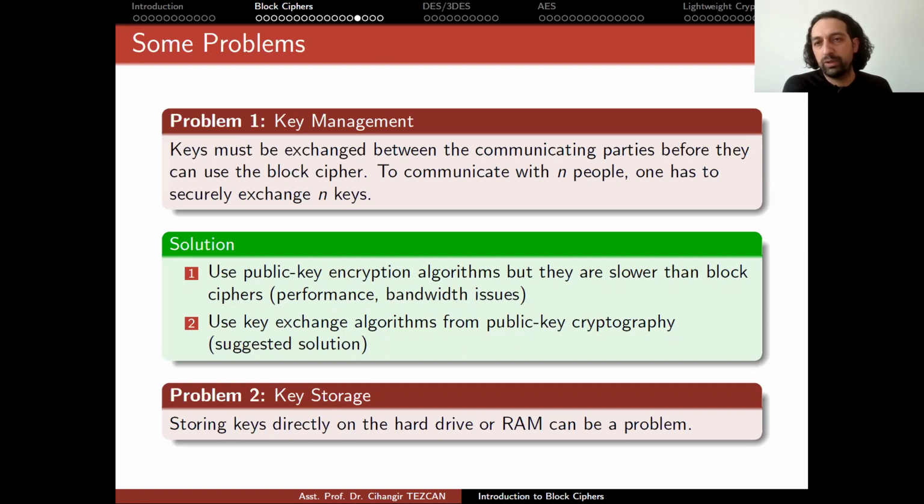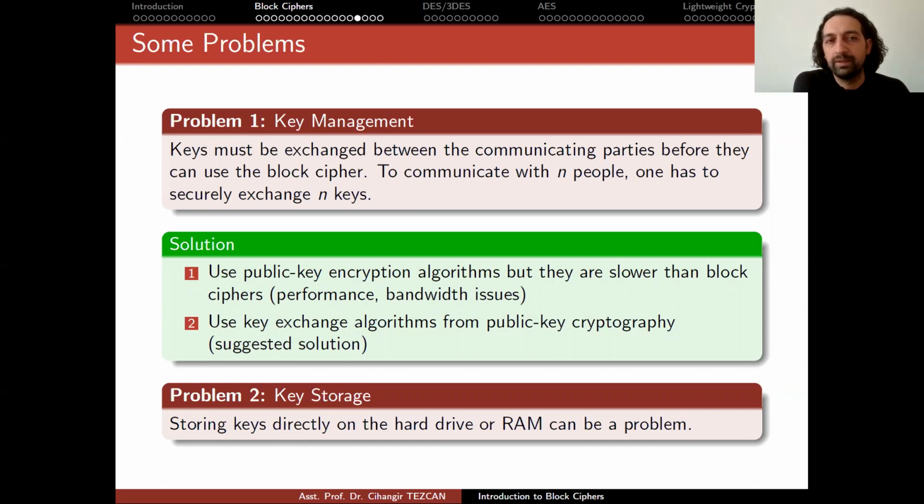But if you're trying to communicate with a lot of people, for instance, to communicate with n people, one has to securely exchange n keys. So this applies for everybody. So imagine every device connected to the internet. If you try to exchange a secret key and go meet them in person and give the key, it is not practically possible.